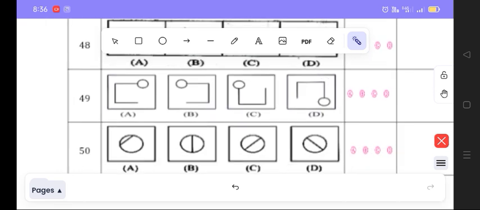Observe question number 50. Circle is divided into 2 parts. One is big and one is small. In B, vertical line divided circle into 2 equal parts. Slant line divided circle into 2 equal parts. Here also slant line divided circle into 2 equal parts. In A, slant line divided one big part and one small part. Unequal parts. Question number 50, A is the odd one.